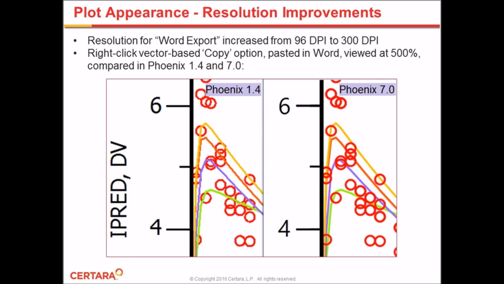Another example is using the right-click vector-based copy option. And in this example that I'm showing in the screenshot, I pasted that copy into Word, and I viewed it at 500%. And you can see, again, the pixelation in Phoenix 1.4, but the plot is very sharp in Phoenix 7.0. So if you need to increase the size of a plot to use on a poster or publication, you're going to have a nice quality even at a very large size. And this was very easy to do. It's just right-click, copy, paste, and you have your plot.